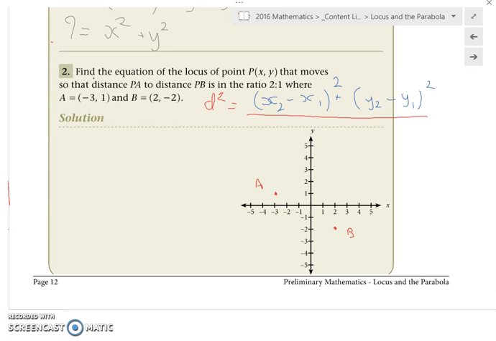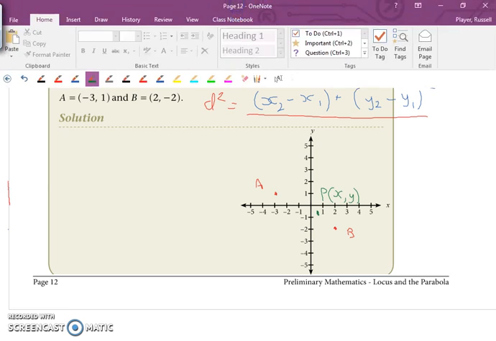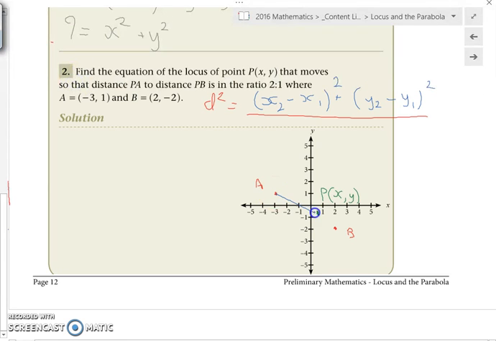The ratio is 2 to 1, so PA is twice as big as PB. Arbitrarily, we can put it pretty much anywhere. I'm just going to put it here for now, and I'm going to call that P, x y, and I'm going to draw a line between there and there. Now we look at that, and PA looks about twice as long as PB.